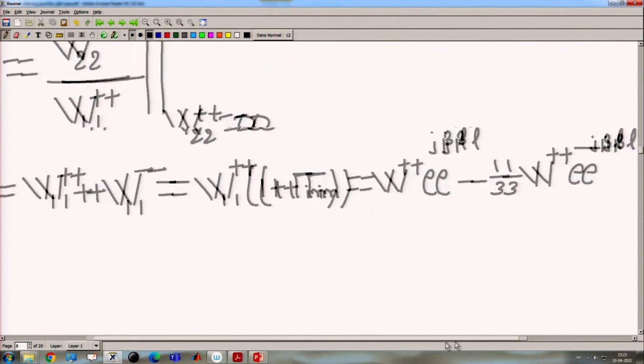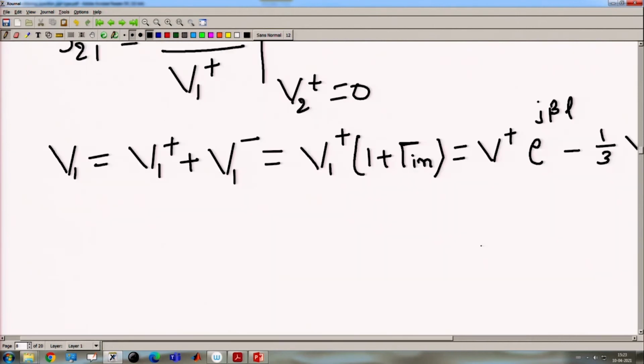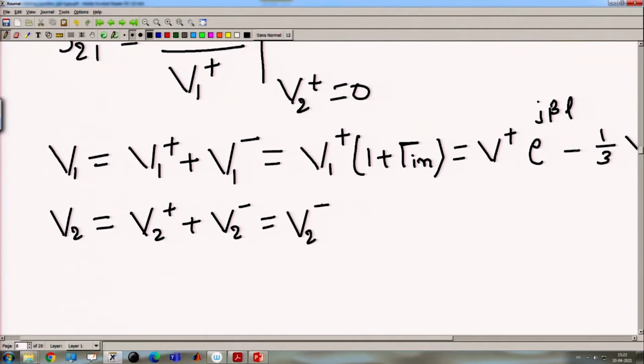Similarly, for port 2, that is at Z equal to 0, V 2 equals V 2 plus plus V 2 minus, and V 2 plus equals 0, because we are finding out S21. So V 2 minus equals V plus at Z equal to 0, V plus times 1 minus 1 by 3, at Z equal to 0.